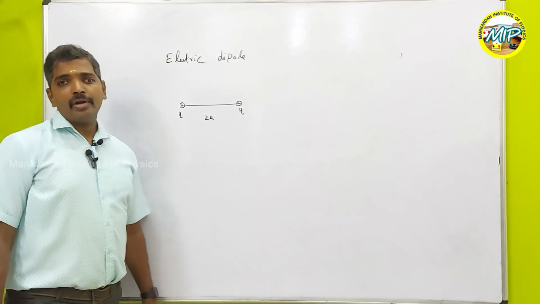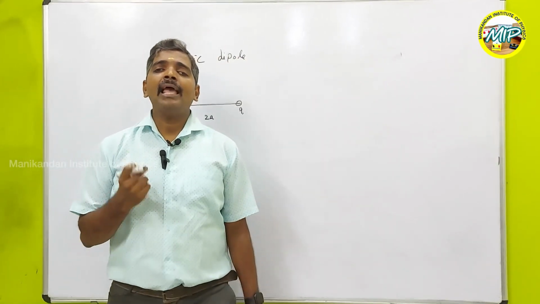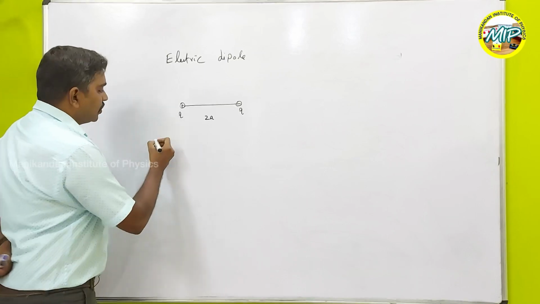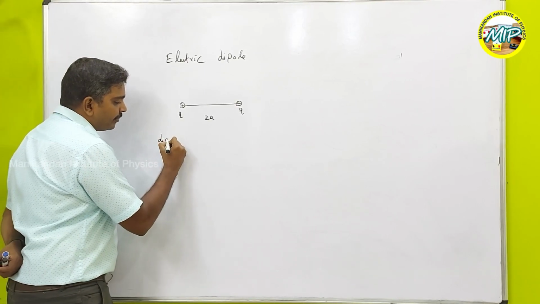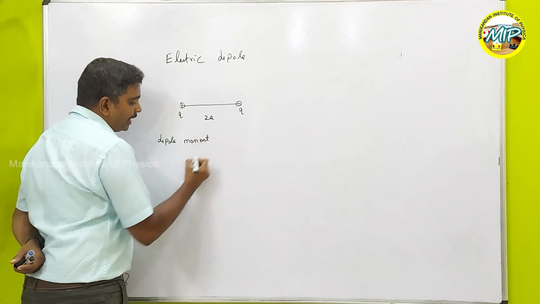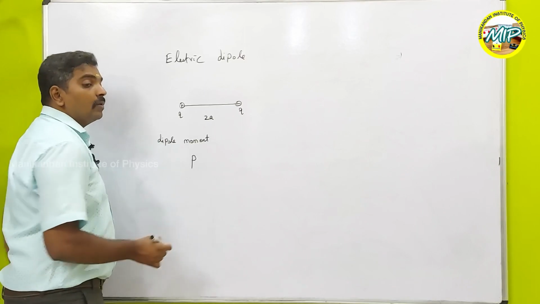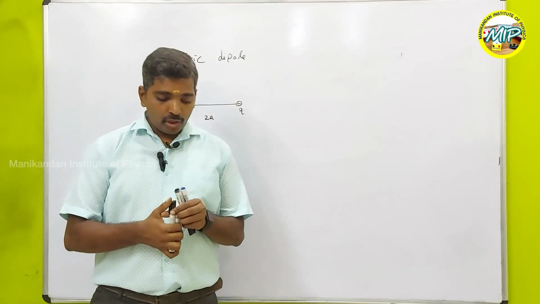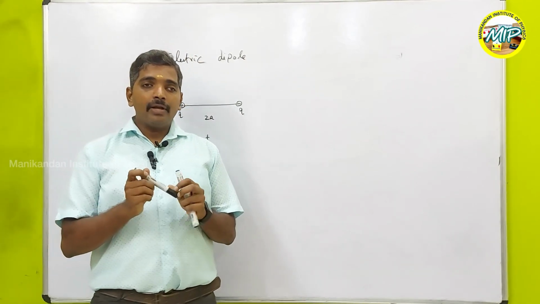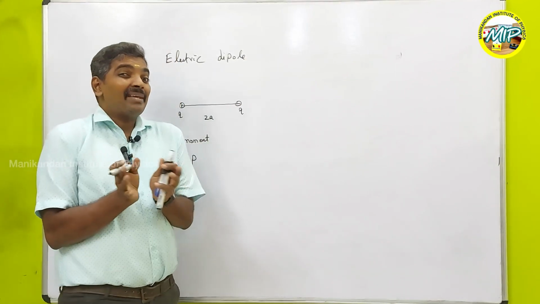Now I am going to define a new quantity called the dipole moment, the electric dipole moment. It is denoted as P. So what is the electric dipole moment? First I will give some example here.